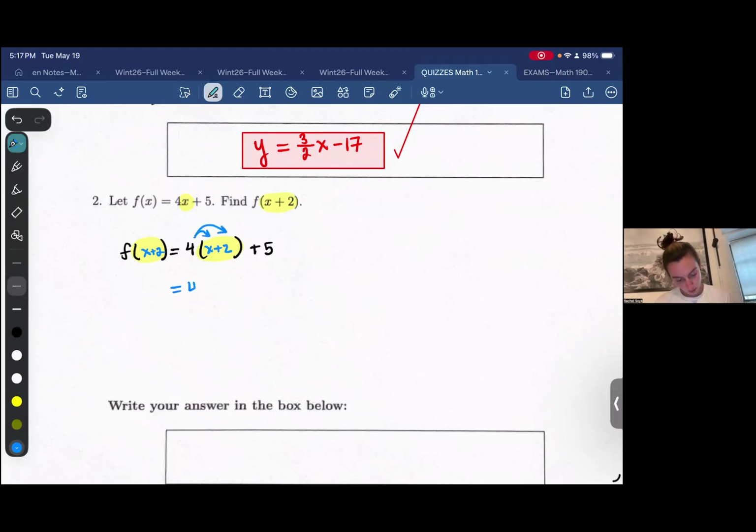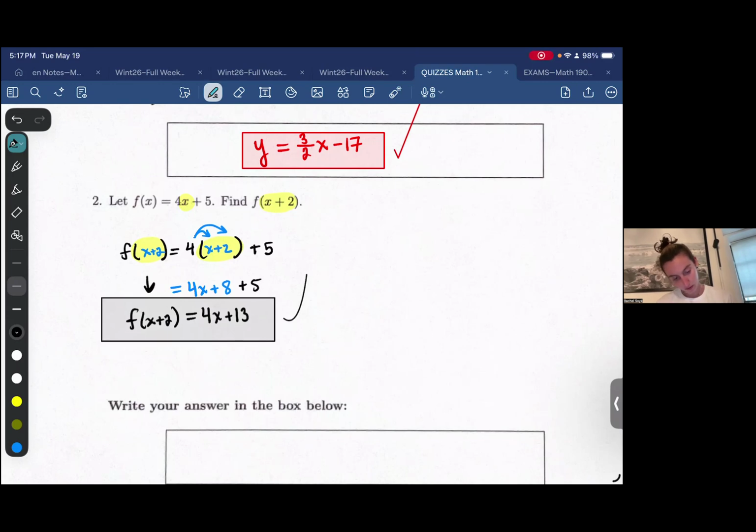Use distributive property, we get 4x plus 8 plus 5, which means our final result, f of x plus 2, is just 4x plus 13. And that's it. So easy enough.